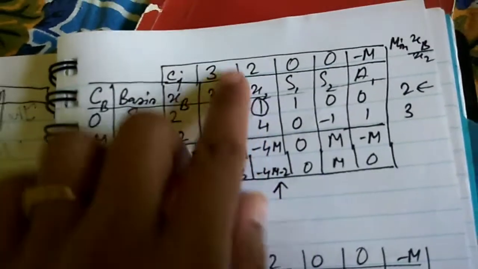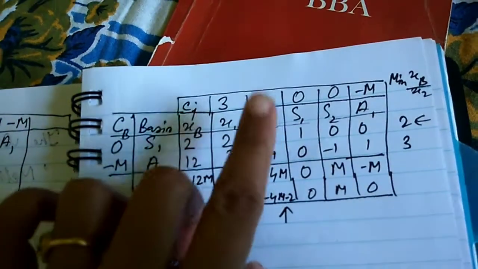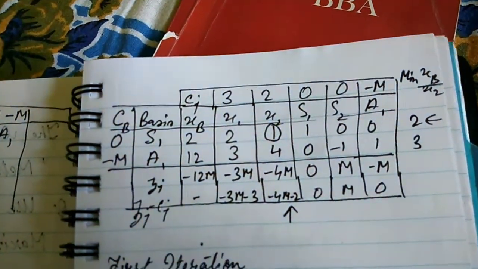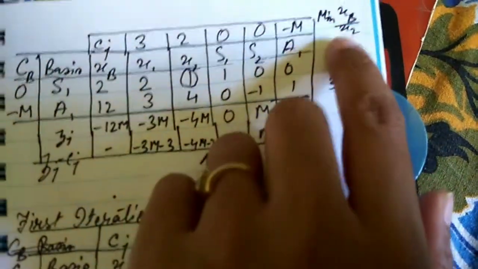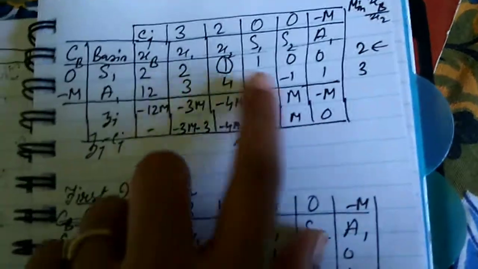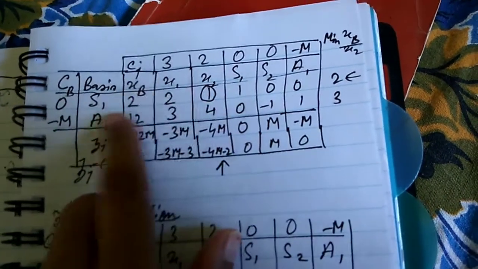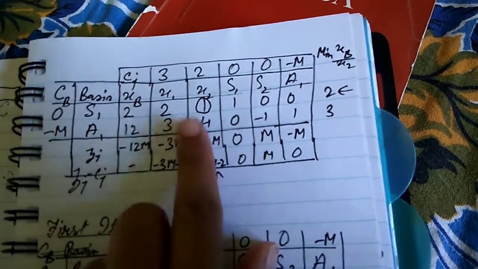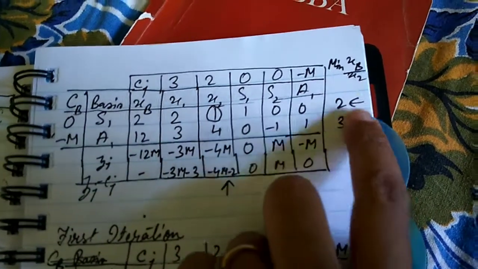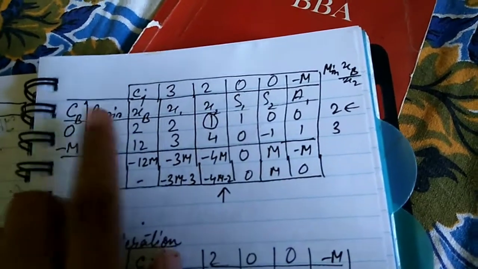So, this is our key column, and the variable that is going to enter is x2. Now, which variable will it replace? For that we need to calculate the last column, that is the ratio, and then find out the minimum of the ratio. So, the ratio is xb by x2. For the first one, xb is 2 and x2 is 1, so 2 by 1 it will be 2. Then next one will be 12 by 4, that is 3. So, the lowest positive out of 2 and 3 is 2. So, that means s1 will be replaced by x2.